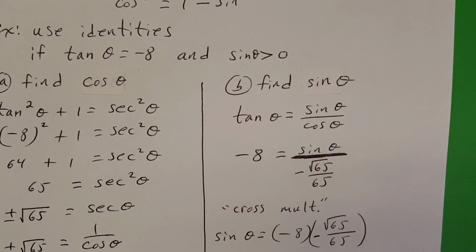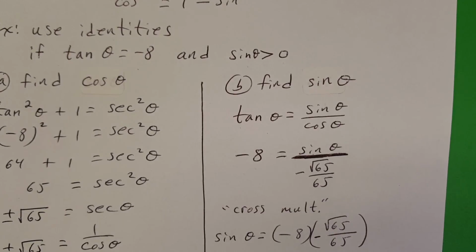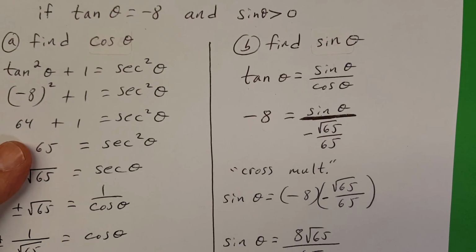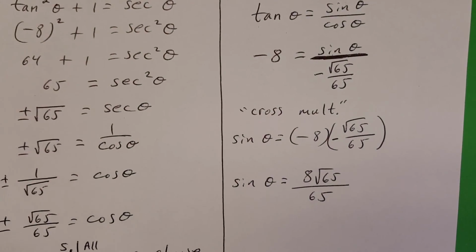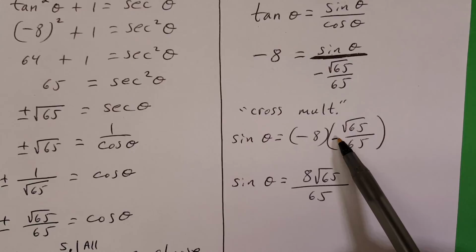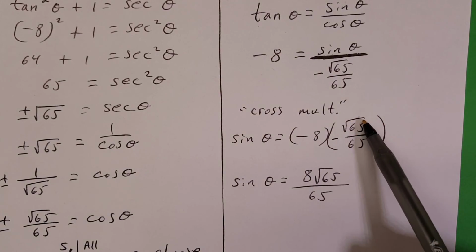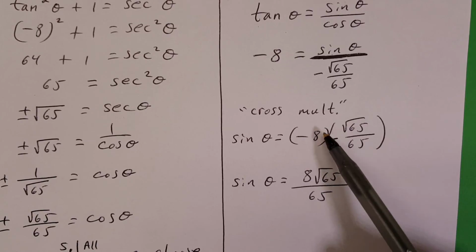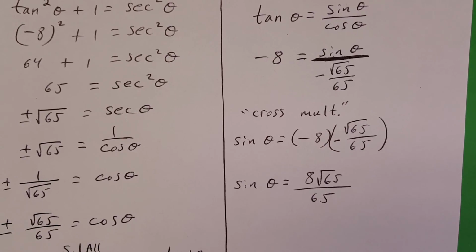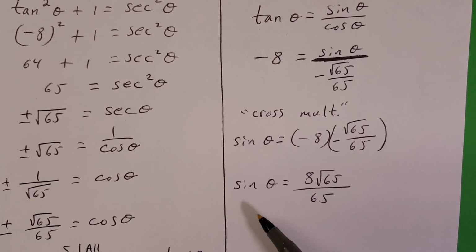Let's do the multiplication. Let's do the math. Sine theta is equal to positive, right? Negative times negative is positive. 8 square root 65 over 65. Nothing cancels. We're done. That's it. Negative times negative is positive. And 8 times this fraction is this. Nothing cancels, so I'm writing the whole thing. Right? I found sine theta. That was my question. Find sine theta.